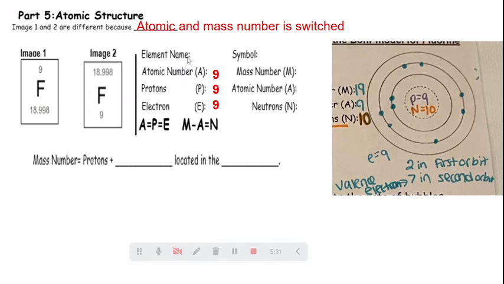Your element name is fluorine. The symbol is going to be F, and atomic number is 9, okay, smaller number. That is equal to P and E. If you remember APE, A equals P equals E, okay, so they're all 9. Now let's talk about our mass number. I told you guys we're going to round it to 19, and we already know our atomic number is 9. That means how many neutrons we have is 10. Take a minute, make sure you have that.